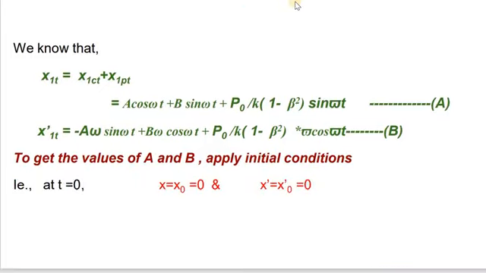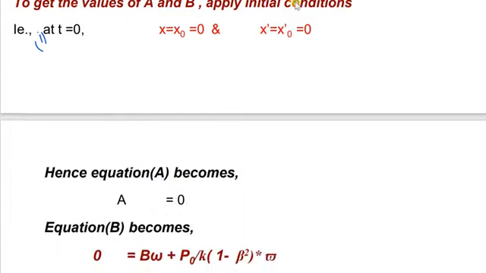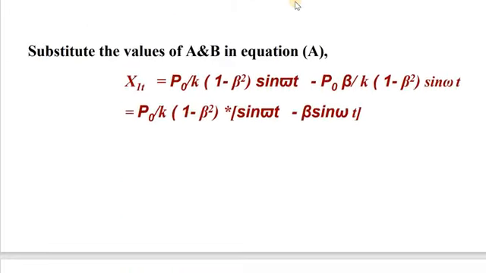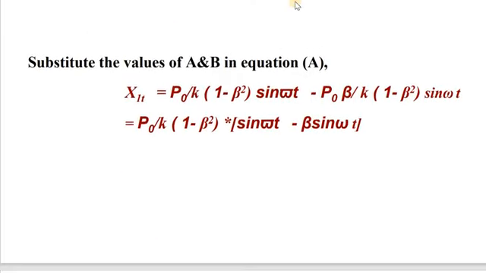Next, this one will be your x1. Now I need to find out A and B. This will be my total solution. For that my boundary condition is this one. At t equal to 0, that is my initial condition. So from both initial conditions I can find out A and B. So this will be my first phase solution.